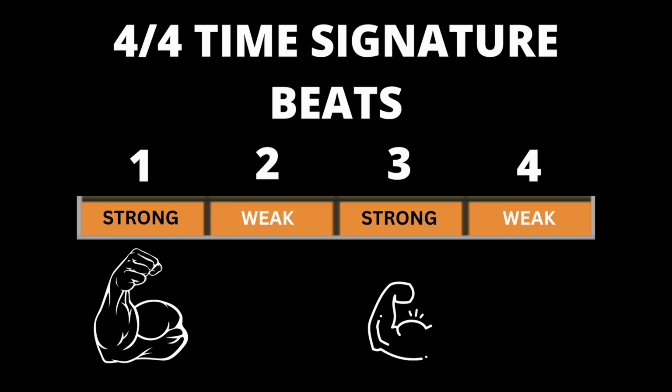In a 4/4 time signature, with 4 beats in a bar, this would be beats 1 and 3, with the first beat being the strongest. 4/4 is the most popular time signature and is what I've used in the examples so far. The other way to highlight a note is by making it the highest in the melody.